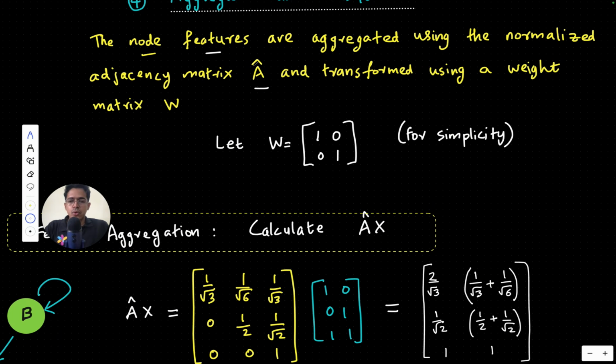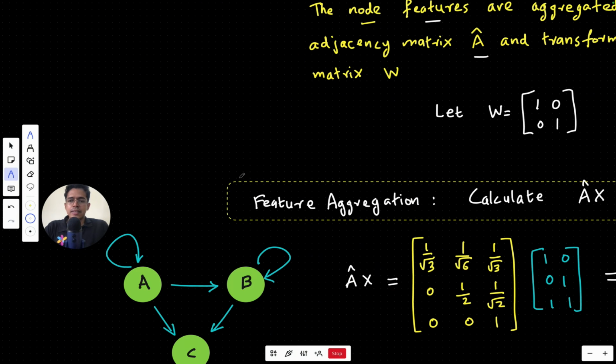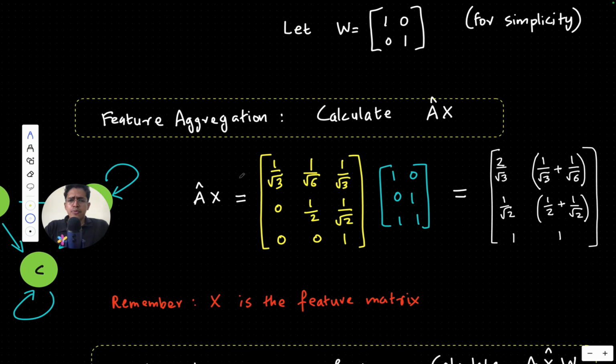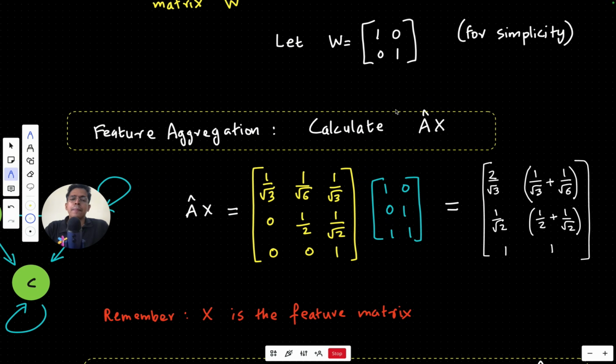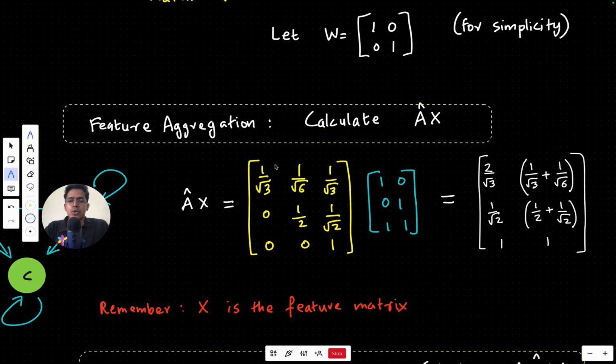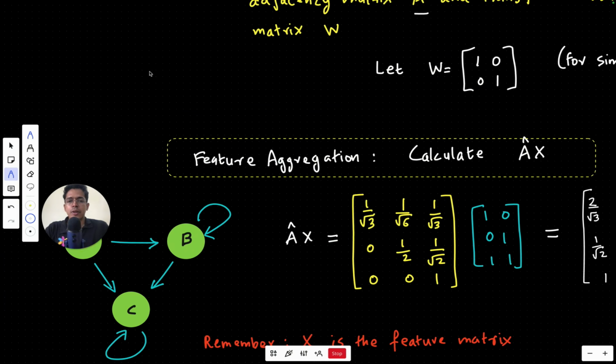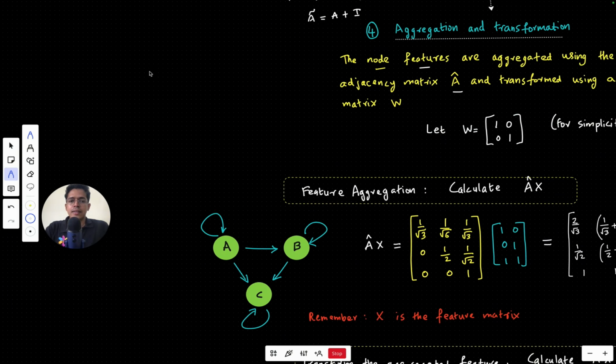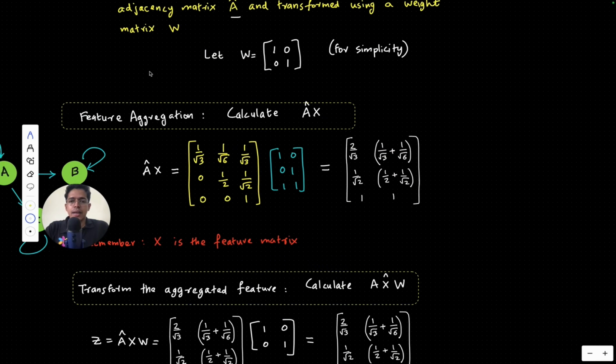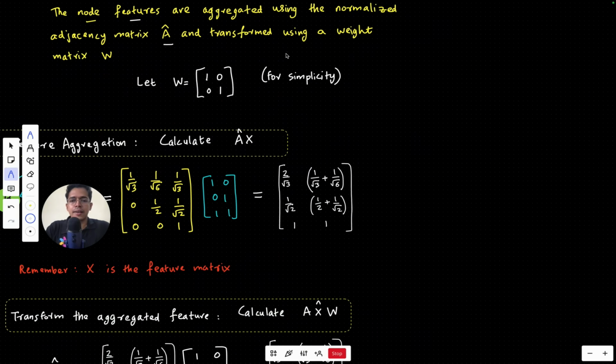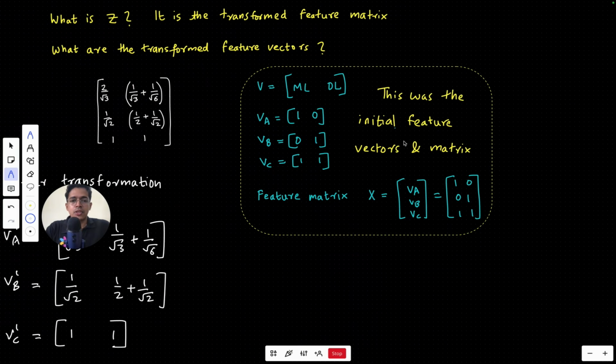Now what we have to do for performing the aggregation is something very simple. So first we calculate A cap X. So what is X? X is the input. Input meaning input features. So input features were the following, right? Input features, if you remember, were like this. I have a box somewhere here. Okay, I can write it here. So input features were nothing but, oh yeah, it's over here.